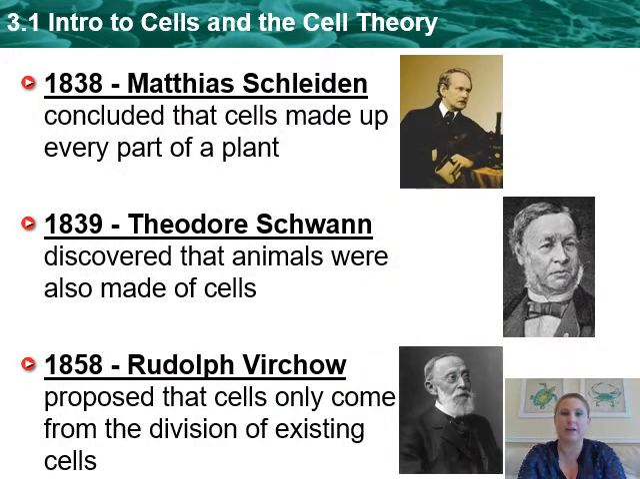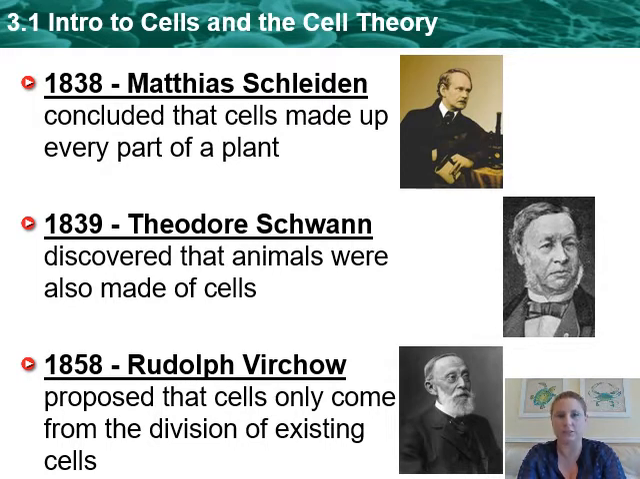My next guys, I have in 1838, Matthias Schleiden. Schleiden concluded that cells made up every single part of a plant. And then we have 1839, right around the same time, Theodor Schwann, who discovered that all animals were made of cells. And then lastly, we have this guy in 1858, Rudolf Virchow, and he proposed that cells only come from the division of existing cells.